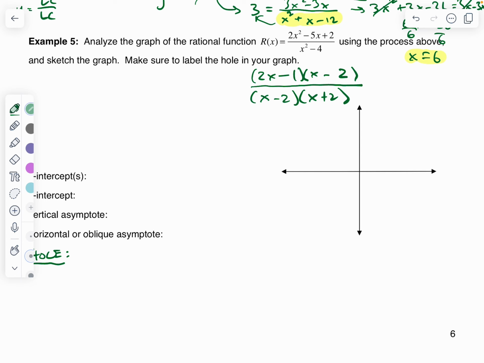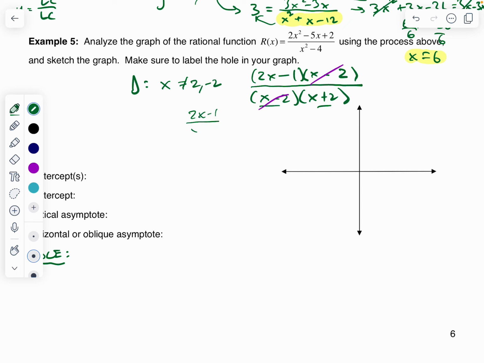Notice that the x minus 2 and the x minus 2 reduce, that cancels out, okay? Before I do that, let's find the domain. The domain comes from the original denominators, so we're going to get x does not equal 2 and negative 2. Always want to find the domain before you reduce. That's exactly why there's a hole, and I'll show you in a minute. Anyway, the x minus 2's cancel out, so this does reduce to just 2x minus 1 over x plus 2. So that's our new function after it's reduced.